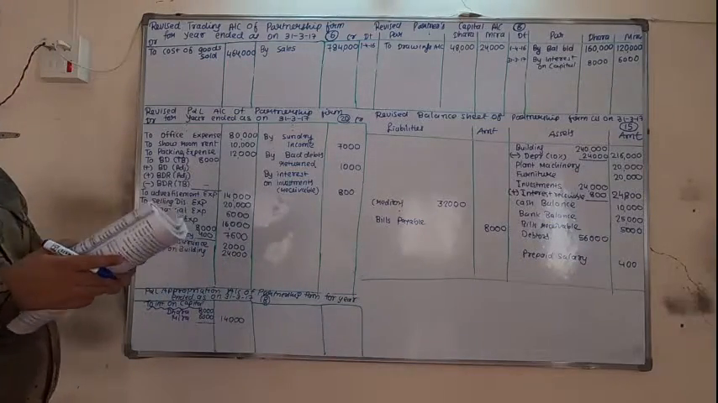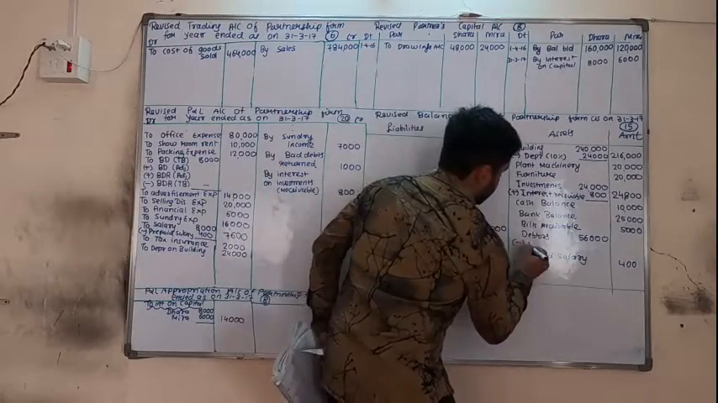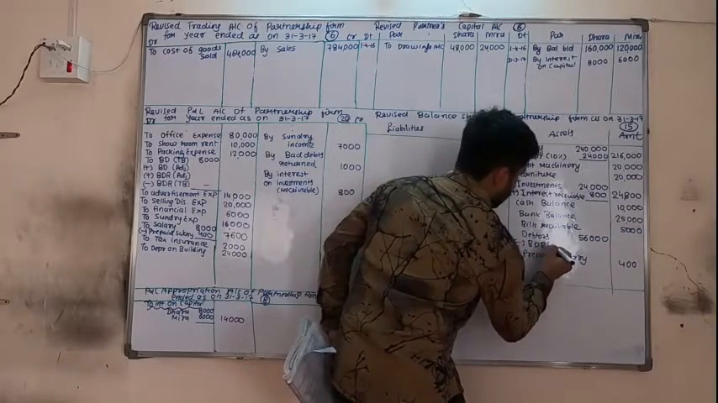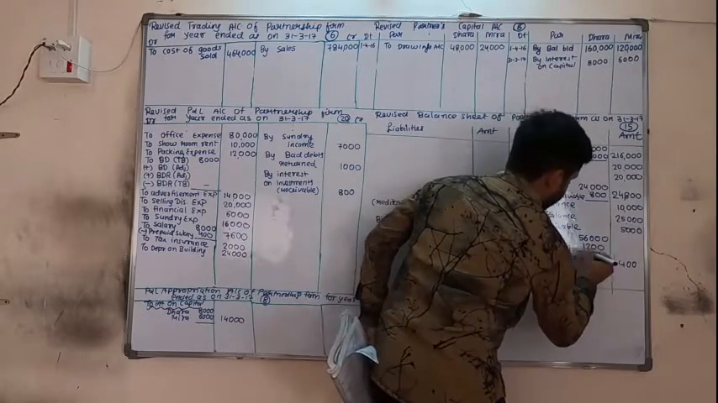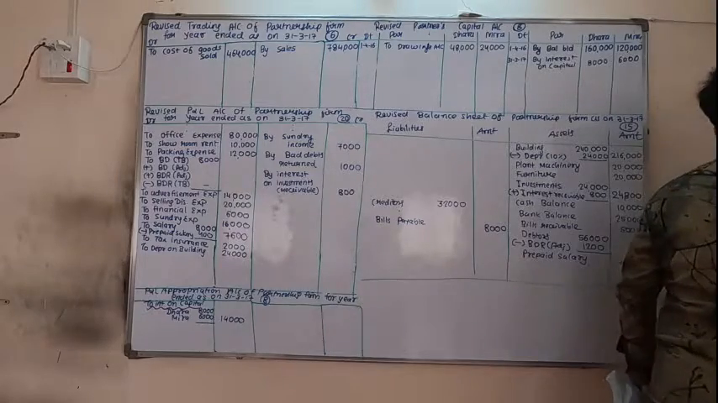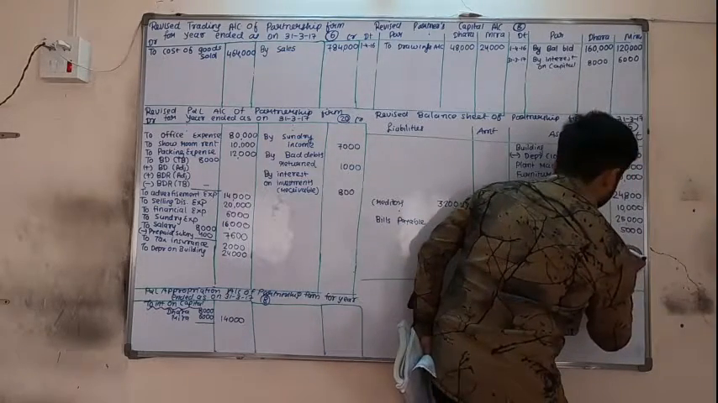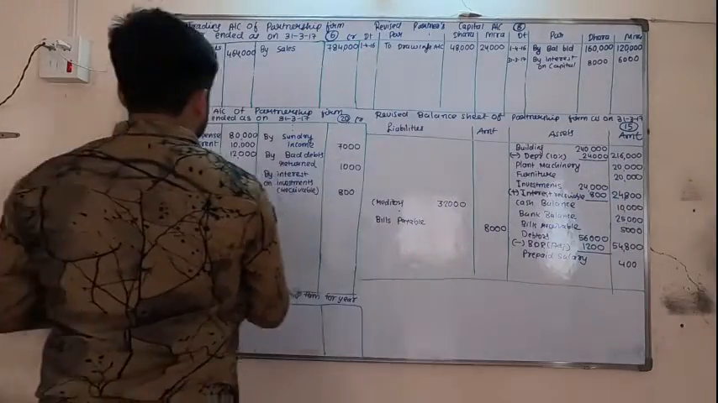Bad debt reserve of 1200 is to be maintained. Minus BDR adjustment 1200. So 56,000 minus 1200 is 54,800, and again in the format.